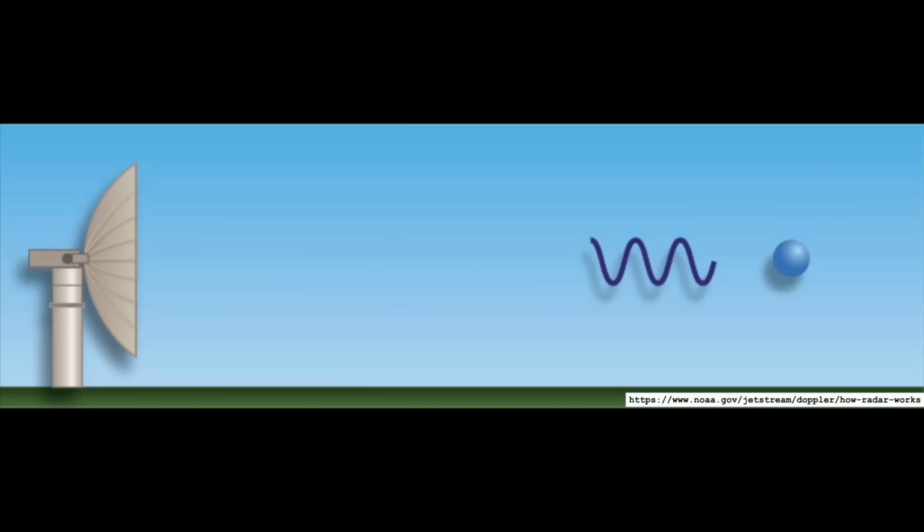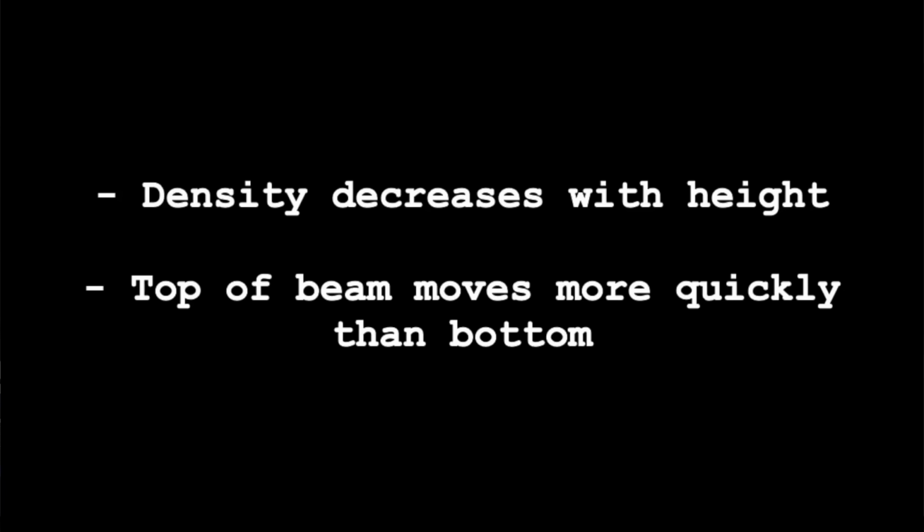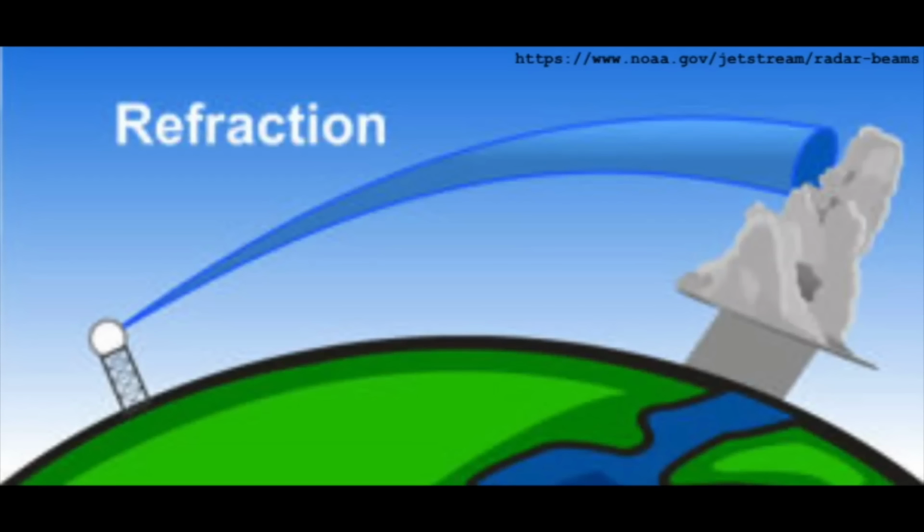The speed of the electromagnetic waves emitted by radars is dependent upon the density of the air through which the waves move. Pressure, temperature, and moisture, all factors in atmospheric density, generally decrease sharply with height. As a result, atmospheric density decreases sharply with height as well, allowing the top portion of the radar beam to move more quickly than the bottom portion. This causes the radar beam to refract or bend toward the Earth's surface the farther it extends from the radar.